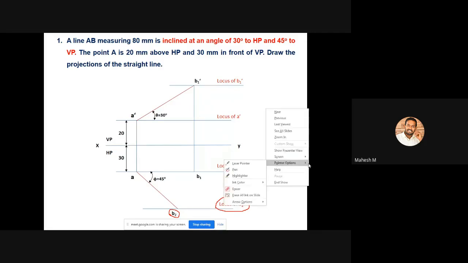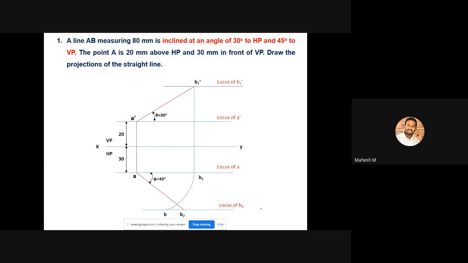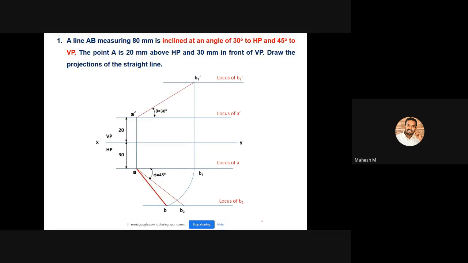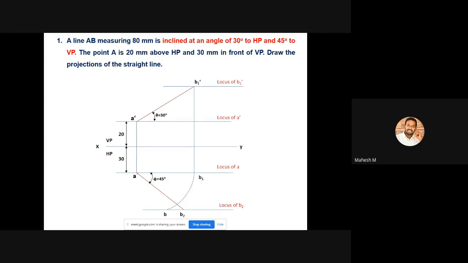Okay, so next you have to create a vertical line exactly from the point called B2, so that it should go up to locus of A dash, like this. Next you have to create an arc. From A, take your compass and place the needle exactly at A. Measure this length, that means from A to B1, with your compass.